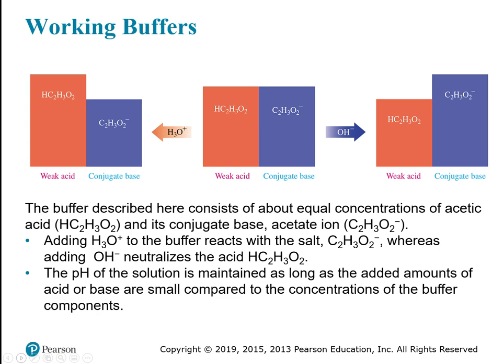So buffers have to work both ways. They have to be able to absorb additional acid and additional base. And they do this by having a weak acid and a conjugate base, which is made from a salt of the weak acid. The pH of the solution is maintained as long as you don't add a super huge amount of your acid or base relative to the amount of your weak acid and conjugate base that you have in solution.